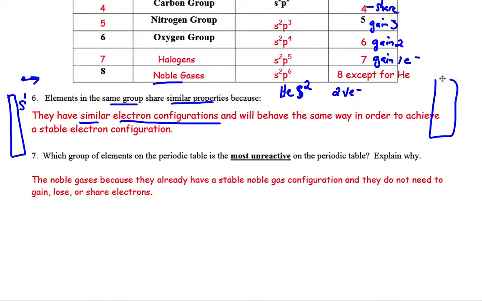Similarly, the halogens, this is group 7. Group 7 elements, they all have 7 valence electrons. They all end in s2p5. So they all want to gain 1. And that determines how they behave.